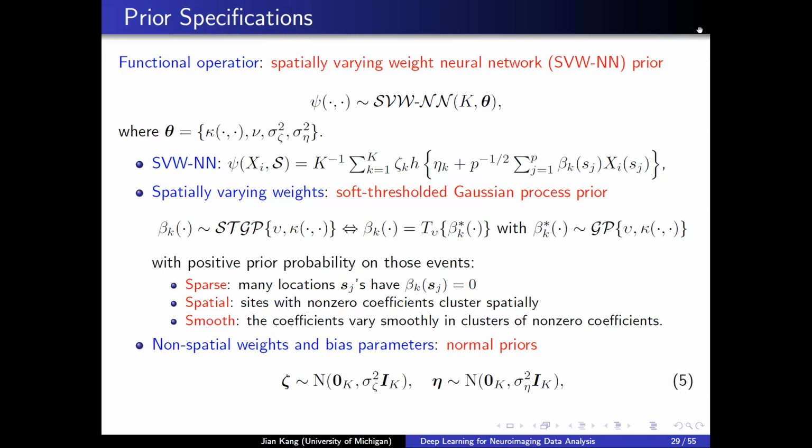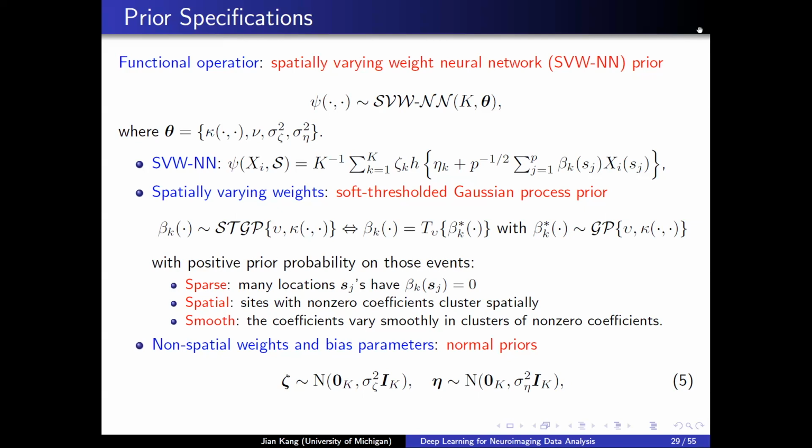function operator? Here we define this spatially varying neural network operator, which is exactly a single layer neural network construction, but we assume that the spatially varying weight follows a thresholded Gaussian process, which can impose piecewise smoothness, sparsity, and spatial clustering on this varying coefficient, with a suitable prior for the other parameters. The thresholded Gaussian process has actually been applied to the regular linear regression assumption for scalar-on-image regression. That is our earlier work, and it can achieve sparse function estimation and posterior inference with theoretical guarantees.